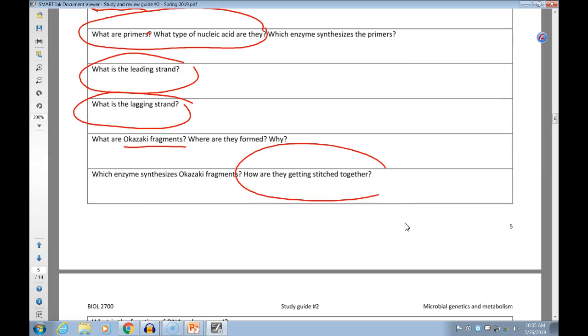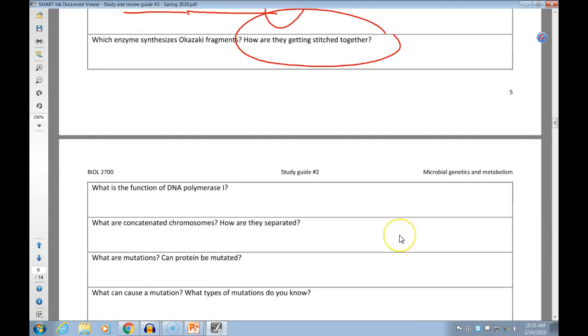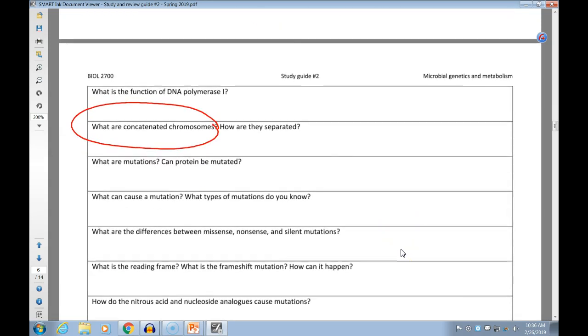They get stitched together by ligase. They are formed on the lagging strand. Why are they formed? Because DNA polymerase on the lagging strand has to move in the direction opposite to the direction of the replication fork. Okay. Concatenated chromosomes are chromosomes connected like two elements of chainmail. They're separated by topoisomerase 4.